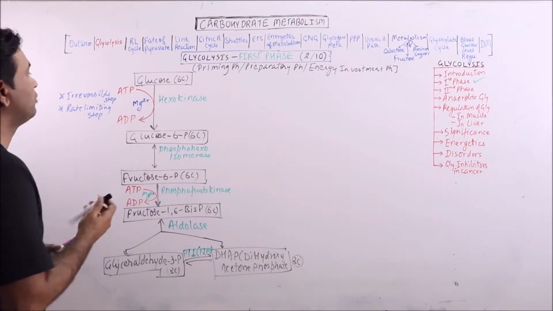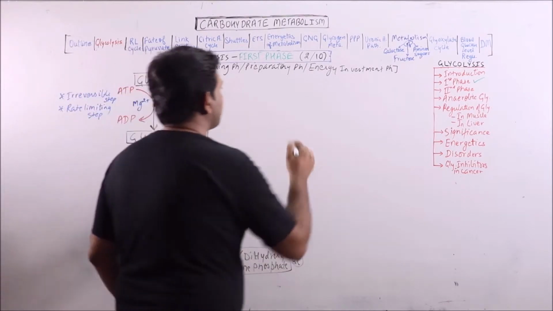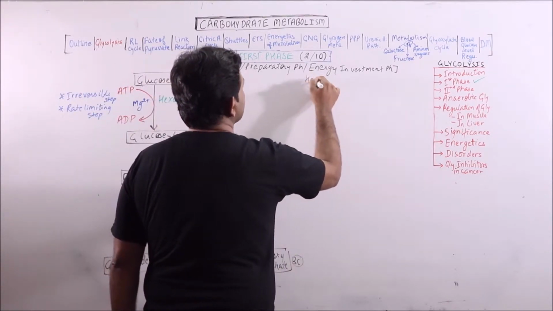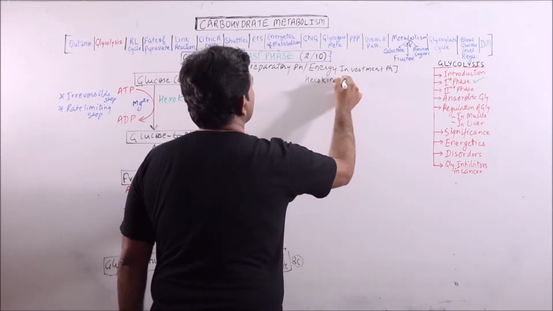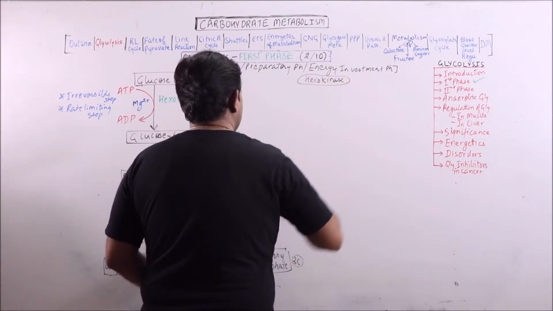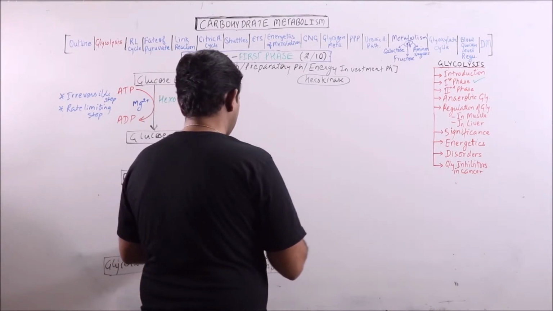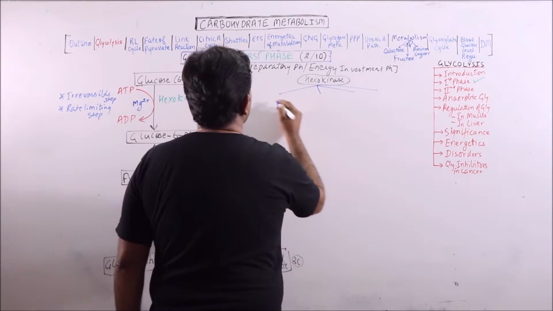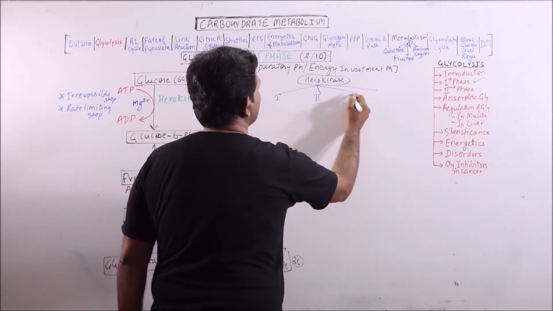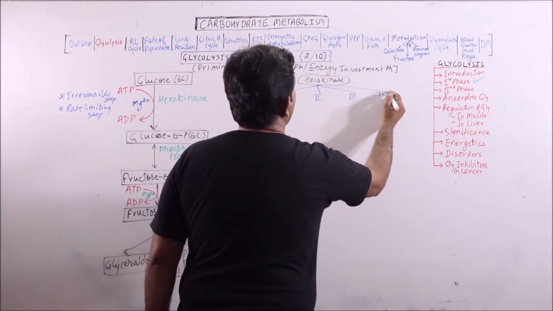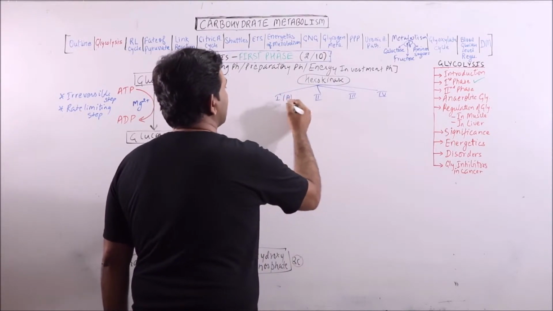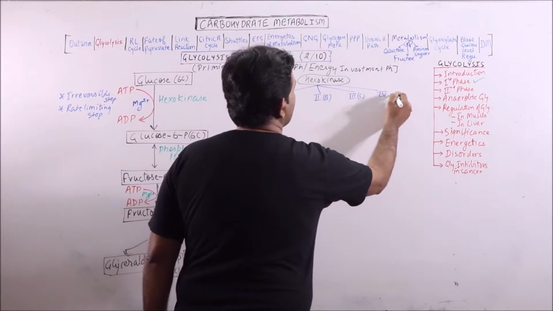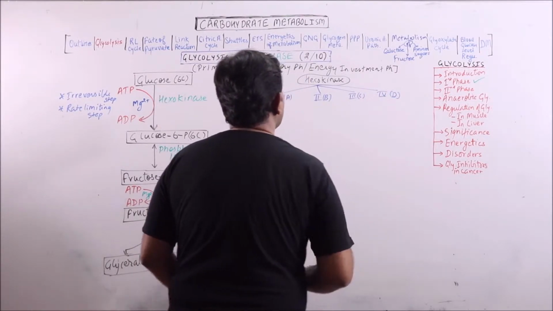Now we'll discuss the hexokinase enzyme. It's very important to know that hexokinase exists in 4 forms. Hexokinase 1, 2, 3 and 4. These are also known as A, B, C and D.